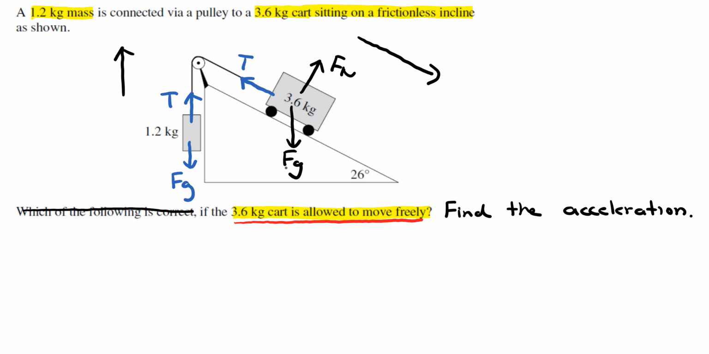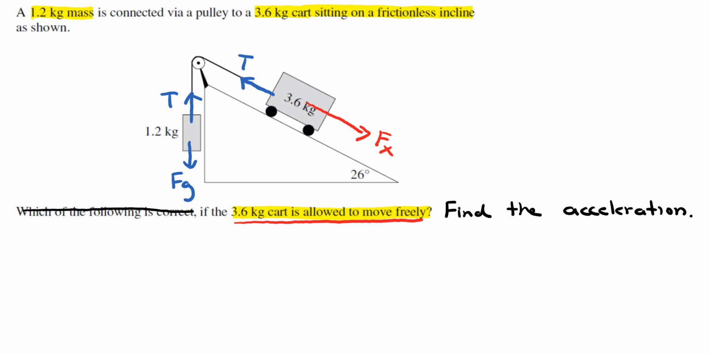Next we're going to create an F-net equation for this entire system. But to do that, we also have to consider some other components for this type of incline problem. Your force of gravity creates another force parallel to the incline. This is not part of the free body diagram, but I'll label it F of X. That F-x component will help us create an F-net equation for the system.